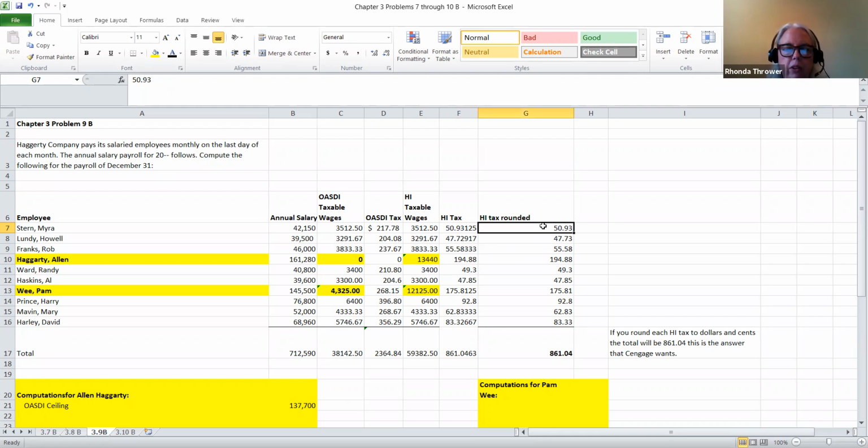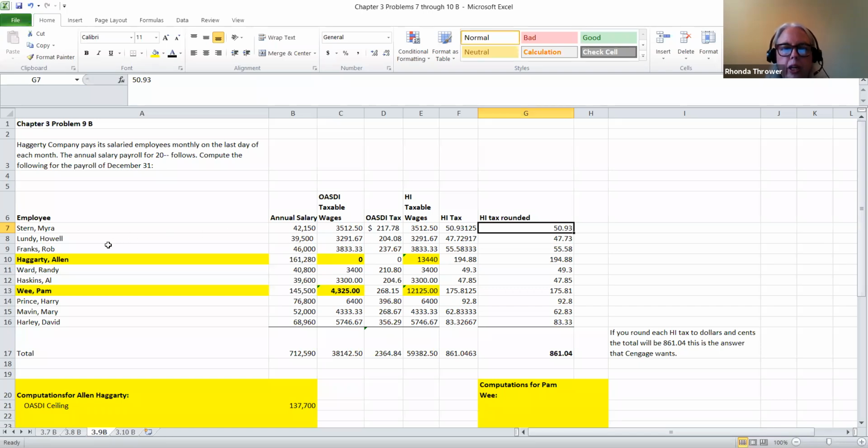Notice I've rounded the HI tax to dollars and cents. And so the rounded amount was $50.93 that we would withhold from Myra Stern's paycheck for HI taxes. Lundy Howe and Rob Franks would be done in a similar manner.